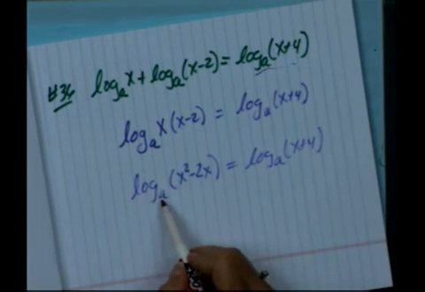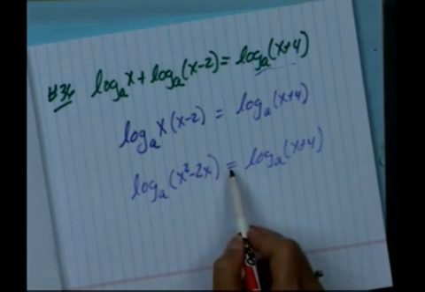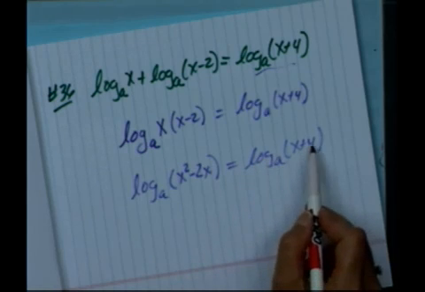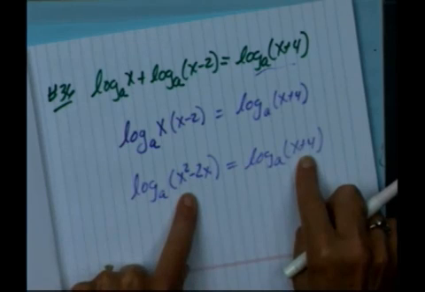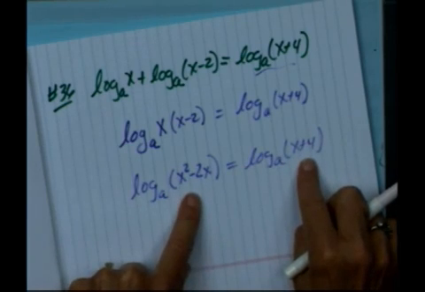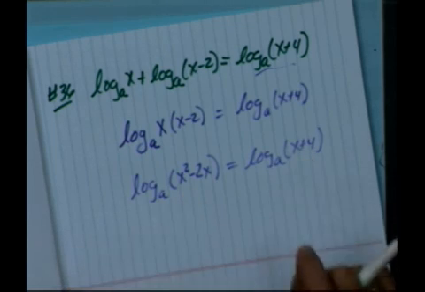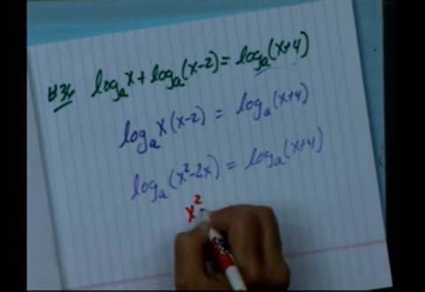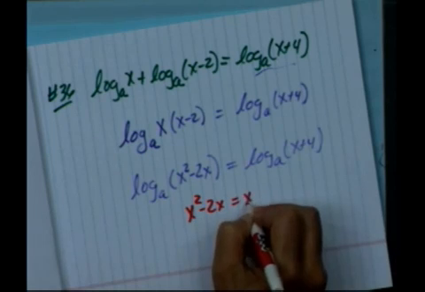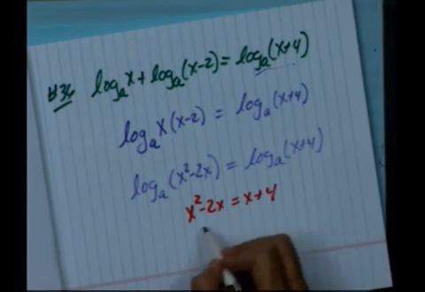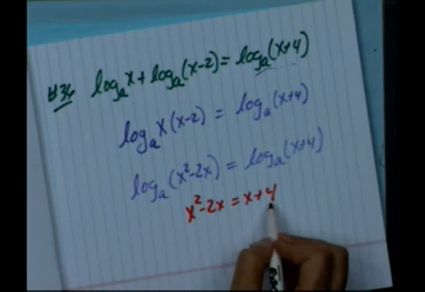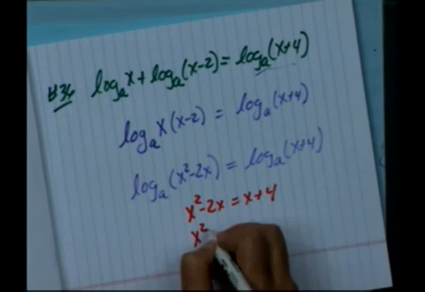All right, so log to the base A of this argument is exactly equal to log to the base A of this argument. So if they have the same bases, it's clear that the arguments have to be equal, correct? So x squared minus 2x equals x plus 4. Okay, again, we got a quadratic equation, so we need to get a 0 on one side.